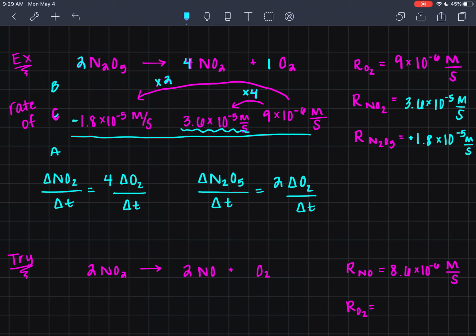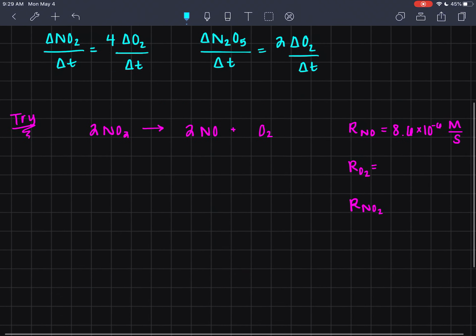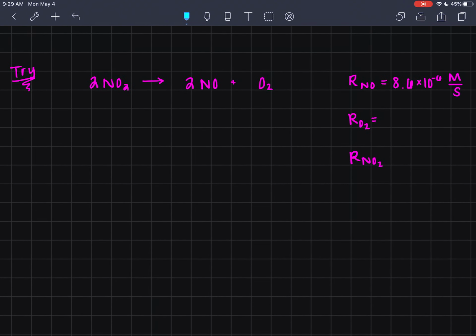So if you like to use the coefficients and just do this computation down here, you're more than welcome to. Or if you'd like to use the BCA table, either way, you are more than welcome to do either of those options. So go ahead and try the next one, figuring out what is the rate in regards to oxygen and nitrogen dioxide.